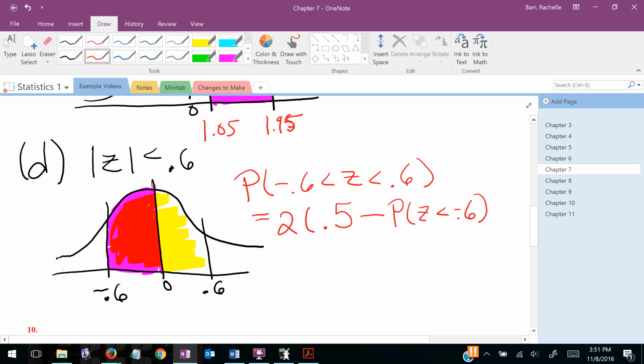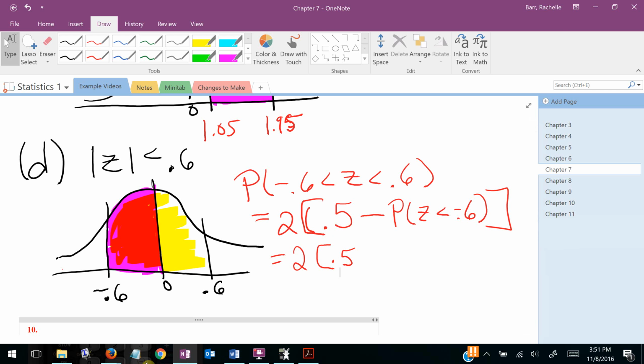Okay, now let's look that up on the table, and let's finish these parentheses so it's clear what I'm doing. And I'm doubling to account for the yellow parts, so that my yellow and reddish pink part are the same. So I'm doubling after I subtract. Let's look it up on the table.